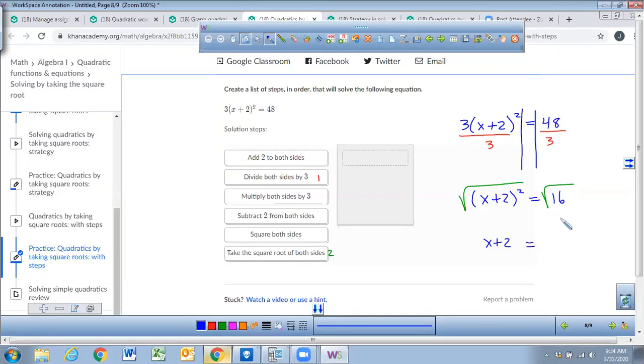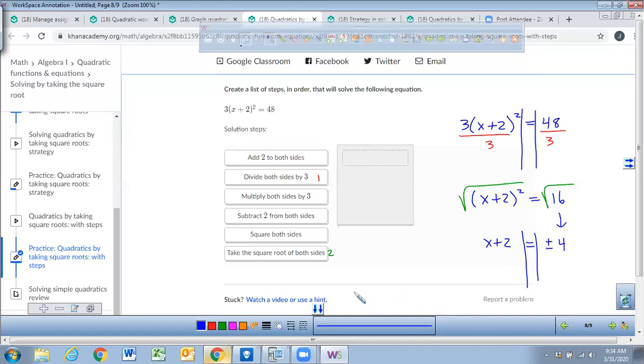I'm going to ask you all, see if you guys can get it. What do you think I'm going to put here if you had to put money on it? Positive or negative 4. That's it. Plus or minus, not just a positive. We're also going to put plus or minus.